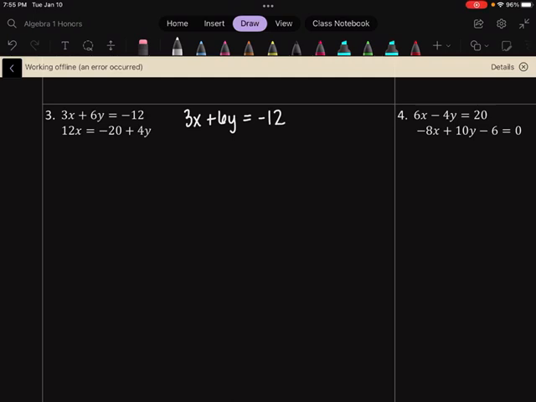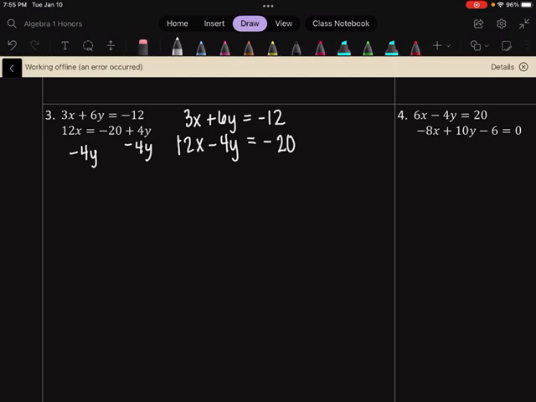And then to get this in standard form, I'm going to need to subtract this 4y and keep the negative 20 over there. So minus 4y. So then I have 12x minus 4y is equal to negative 20. All right, so this is where they're not opposites. They're not even the same number coefficient. So I will have to actually multiply by some integer.